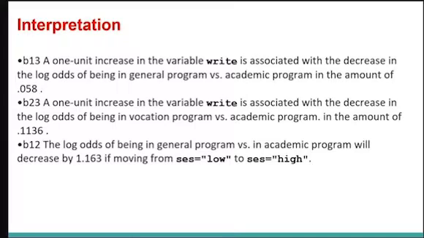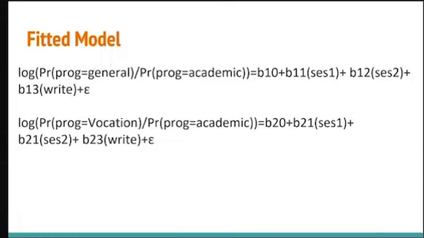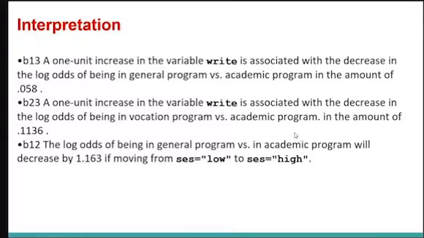What about the B23? The B23 is the coefficient that corresponds to vocation. That's a negative one, and that is also going to talk about a decrease. This time around, when I say a unit increase in the variable, it's associated with a decrease in the logit. Don't forget to put the logit. The logit of being in the vocation program versus the academic program, in the amount of 0.1136. Now I've walked you through how to interpret the continuous predictor.